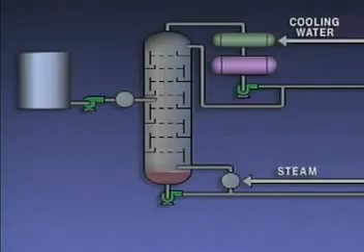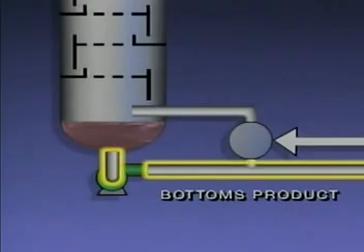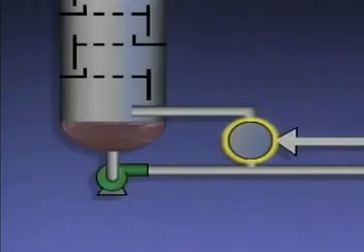The remaining liquid, which consists primarily of the heavier components in the feed, moves down the tower and collects at the bottom. Some of this liquid is drawn off as the bottom's product, and some of it's routed to a device called a reboiler, which is connected to the bottom of the tower. The reboiler is usually a heat exchanger that's designed to vaporize the lighter components that remain in the liquid from the bottom of the tower.